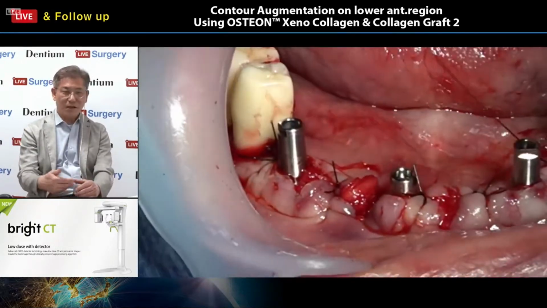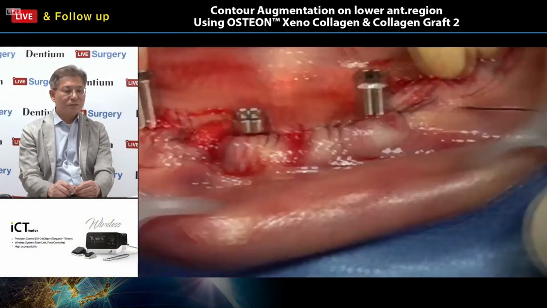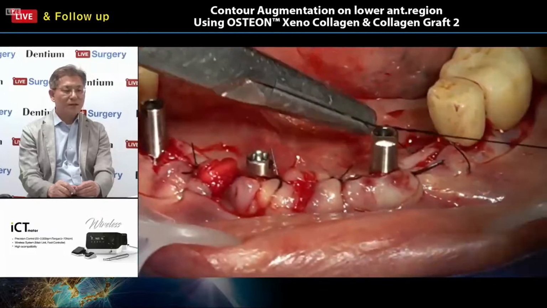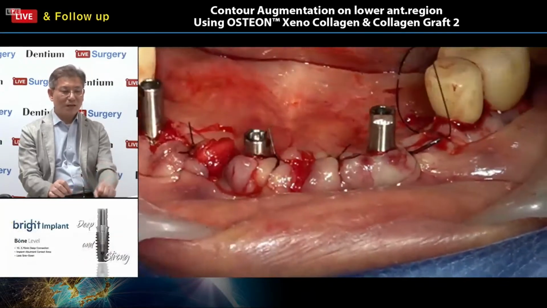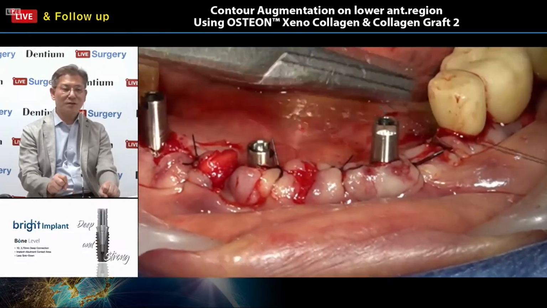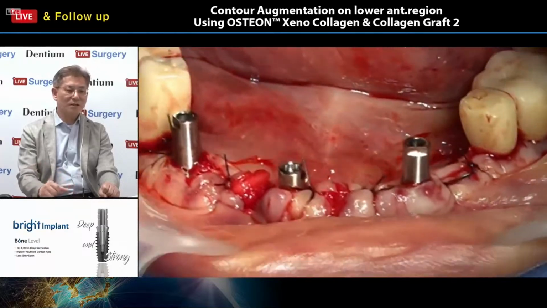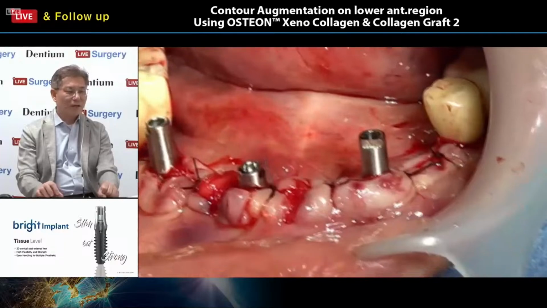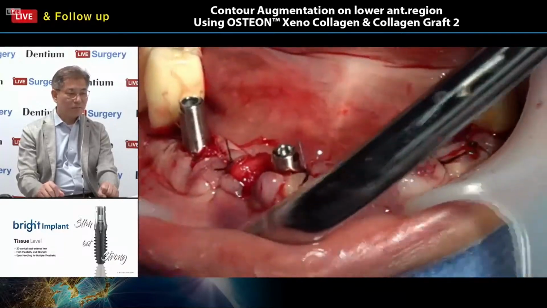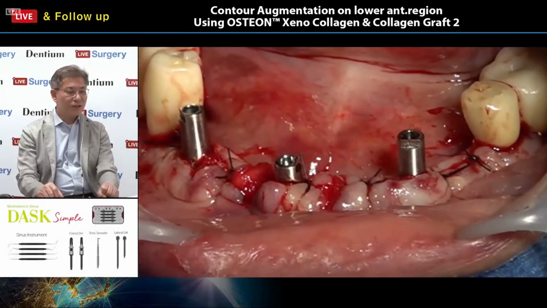In my daily clinical practice, this collagen graft is a recipe and source for the surgery. The collagenated bone and this collagen graft are an essential part of my daily procedures.